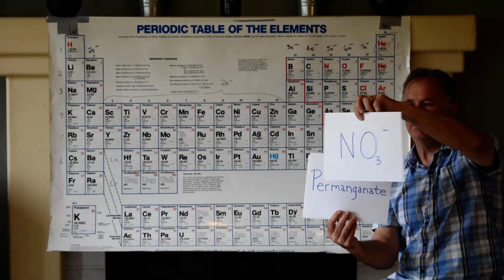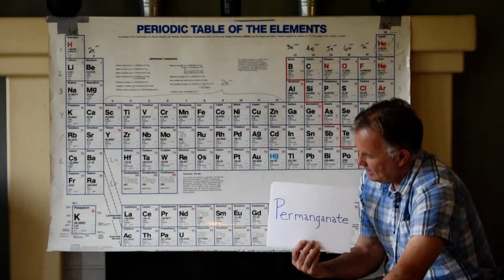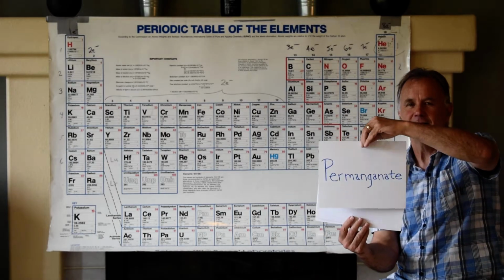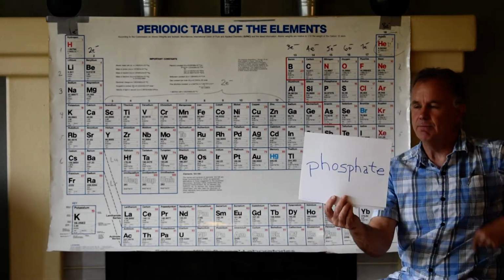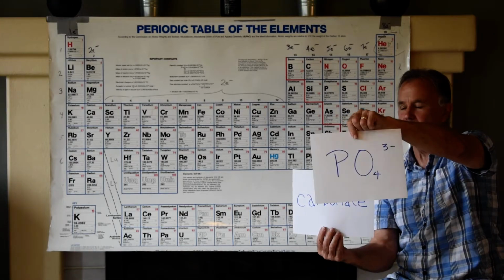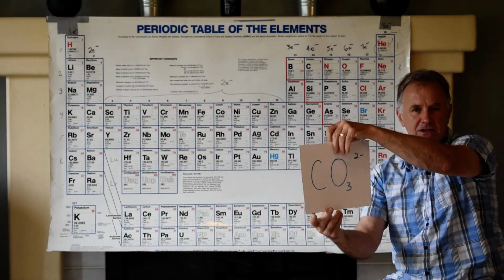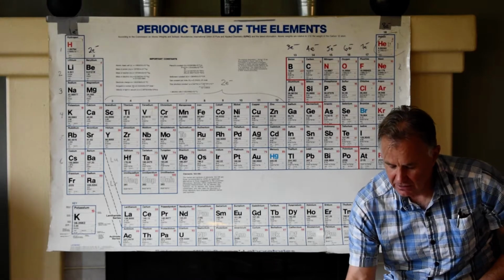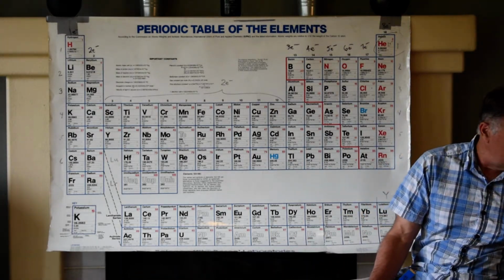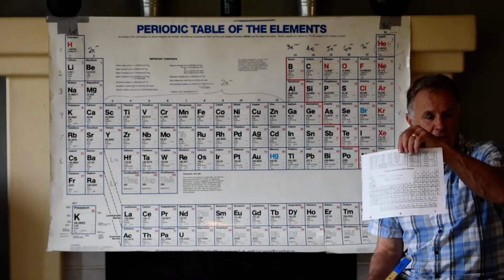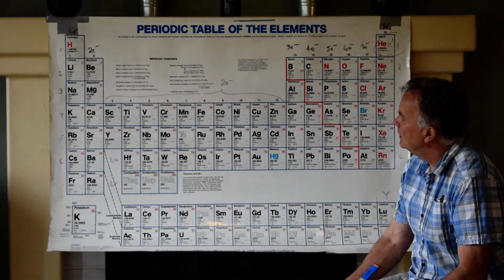Nitrate, -1. Permanganate, a little tougher, MnO4. Phosphate, PO4, and this one has that 3- charge. And then see if you can get carbonate. Of course, carbonate is CO3 with a 2- charge. But again, you guys kind of luck out. You don't have to memorize them, because you'll have the sheet with you when you take the exam, and things will be good for you.